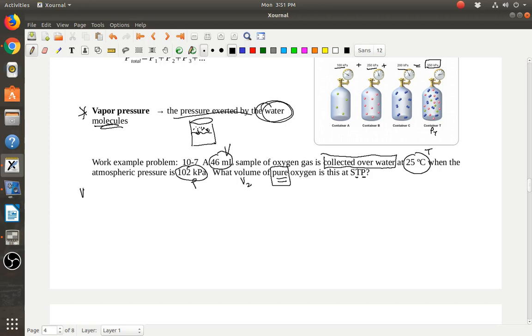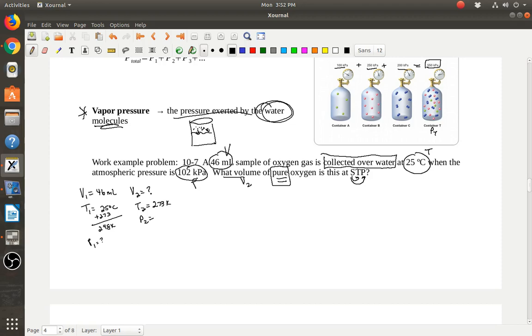So V1 is 46 milliliters, and V2 is my question again, what volume? T1 is 25 degrees Celsius, but we got to convert to kelvins because we never divide by 0. So that's 298 kelvins. And P1, well, this one we're going to talk about in a minute. What is T2? The second one, pure oxygen at standard temperature. So the standard temperature is 273 kelvins or 0 Celsius. And standard pressure, STP, well, the P is 1 something.